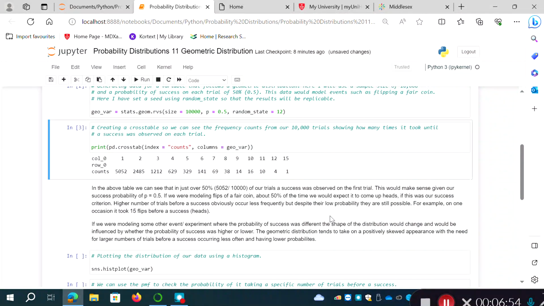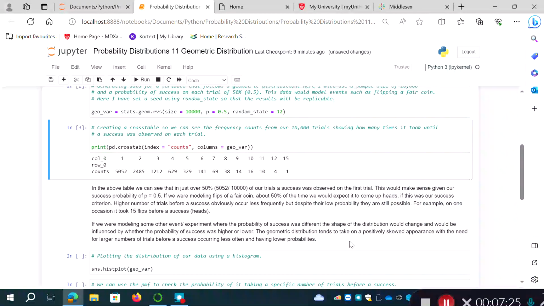So higher numbers of heads before a success occurs are obviously less frequent, but despite their low probability, they still are possible. So for example, on one occasion it's taken exactly 15 flips. So we've had 14 tails in a row before we've got a head on the 15th. Obviously 13 and 14 didn't occur, like I said, but you can see the longer times or more trials before a success have a lower probability, essentially.